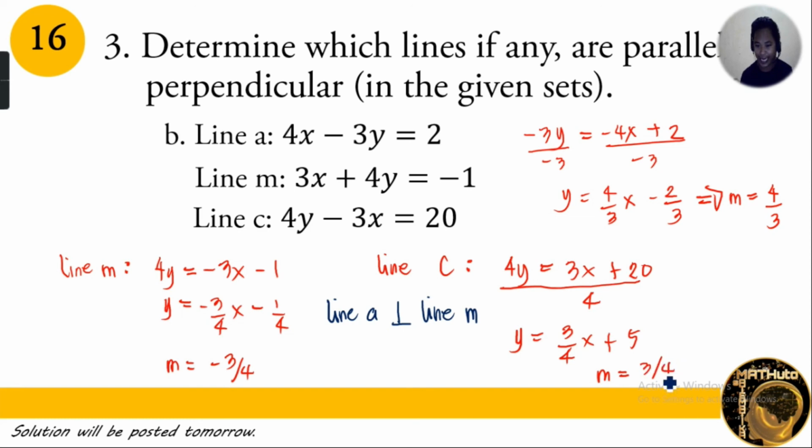Pero itong line C, 3/4, hindi po siya negative reciprocal ng 4/3. Then, itong negative 3/4 and 3/4 are not equal kasi negative yung isa, positive yung isa. So, in this case po, or in this set of lines, we have perpendicular lines, which is line A and line M po.